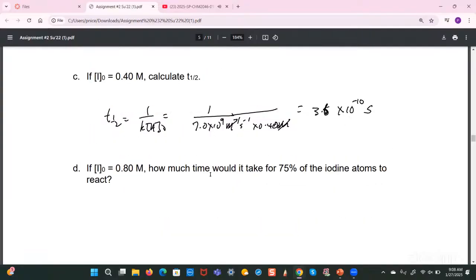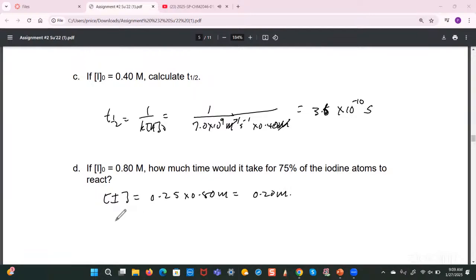Okay, now for the D part, it says, if the initial concentration of I is 0.80 M, how much time will it take for 75% of the iodine atoms to react? So if 75% of the iodine atoms react, that means that 25% remain, right? So first I'm going to calculate how much remains: the concentration of iodine at that time is 0.25 times 0.80 M, a quarter of 0.8, which is 0.20 M, right?